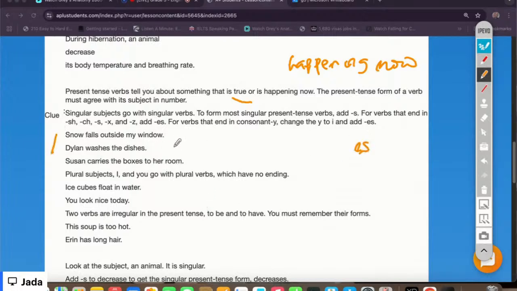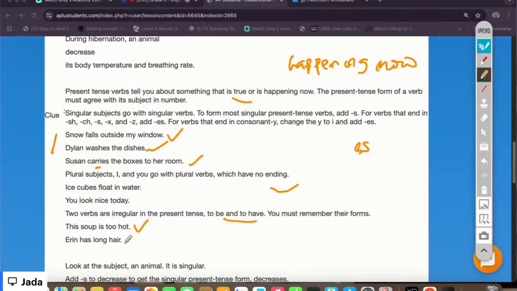So snow falls outside my bedroom. Dylan washes the dishes. Susan carries the boxes to her room. You can see that carry ends with y, but you change it to i and then you add your es. So plural subjects, I and you, go with a plural verb, which has no ending. Okay, so ice cubes float in water. You look nice today. Now two verbs are irregular in the present tense form. That is to be and to have. You must remember their forms.